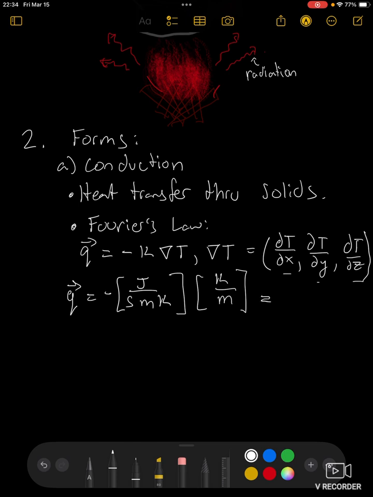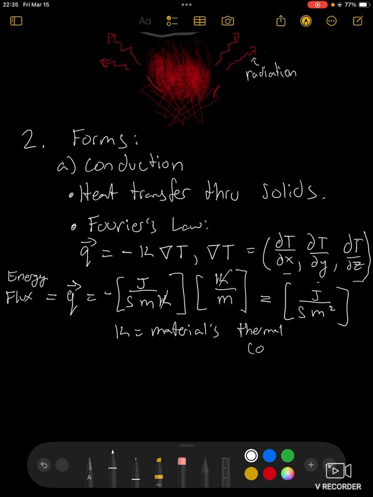What does this get together? These would, for example, cancel out. These multiply together. Well, we get energy flux. So this is really just energy flux. Why? Because something per second per area is the flux, and of course we're looking at the energy, so energy flux. And again, to preface, K is the material's thermal conductivity.